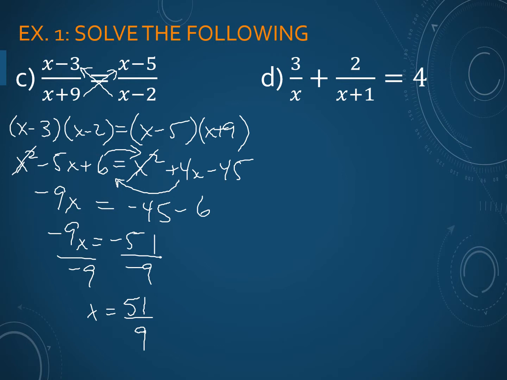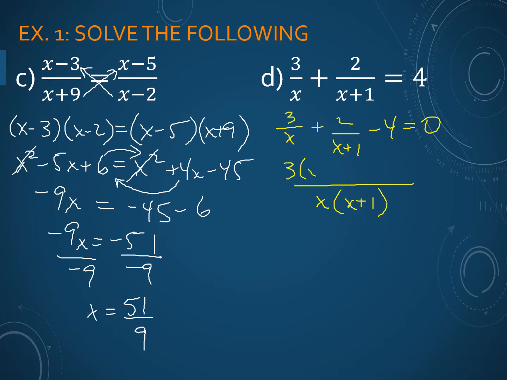Our next one. First thing we're going to have to do. We can't cross multiply here because we've got multiple terms. So we're going to bring that 4 over first. So 3 over x plus 2 over x plus 1 minus 4, set it equal to 0. Now we've got to find a common denominator. Your common denominator is just 1 of everything, so x plus 1, which means you've got to do 3 times x plus 1 plus 2 times x, and then that negative 4 is going to get multiplied by x and x plus 1.